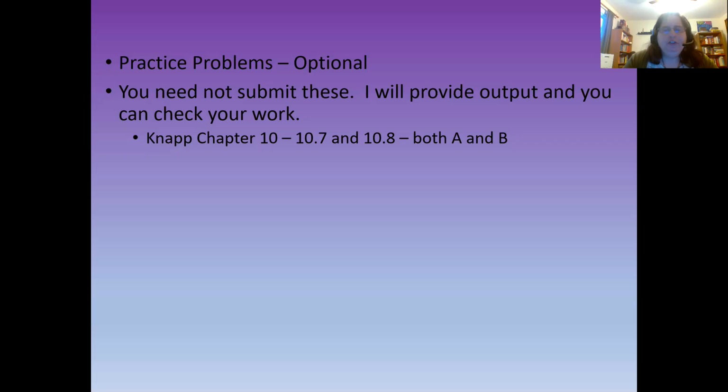Okay, so first off, in terms of practice problems, I offer a couple of optional practice problems for you, and I'll get those posted for you so you can take a look and see if you want to do them. You don't have to submit them. I'm going to provide you output so you can check your work. So it'll be two problems, both A and B. Now, if you feel you need to see a write-up from me, let's talk about that in class. But my goal is to provide you the output, and we'll see if the write-ups are sufficient. Okay.